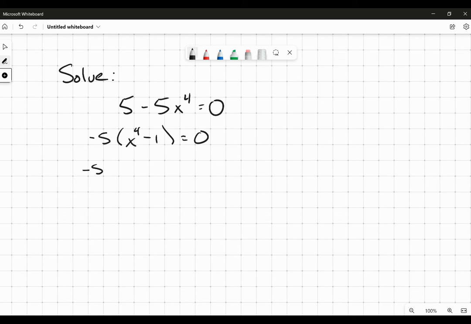And that is a difference of squares. That's going to be x squared minus 1 multiplied by x squared plus 1 equals 0. But I'm not quite done yet, because that x squared minus 1 is another difference of squares. And that can be broken down x minus 1, x plus 1.